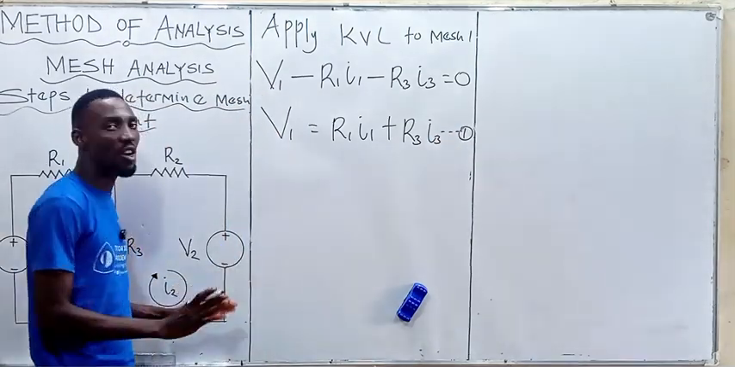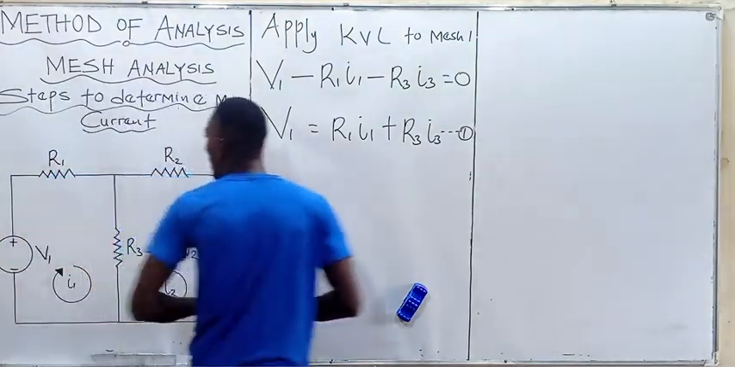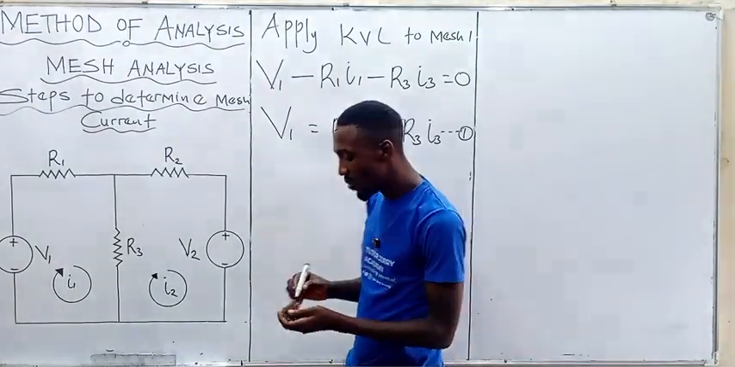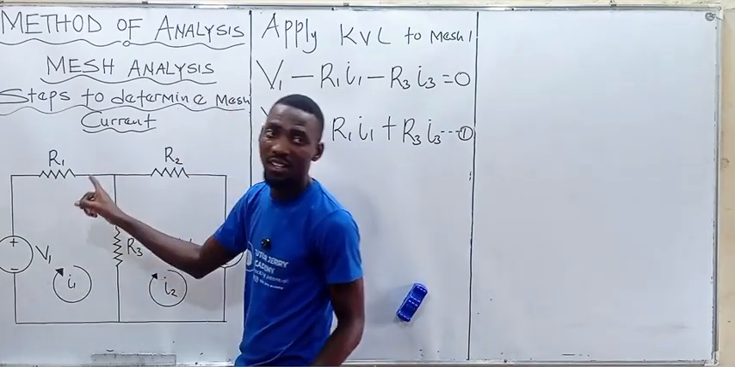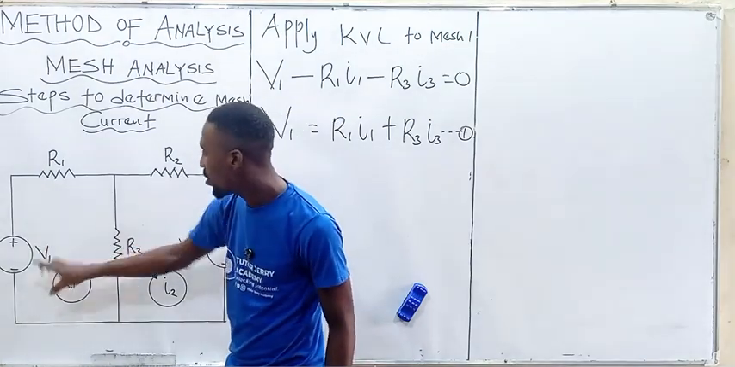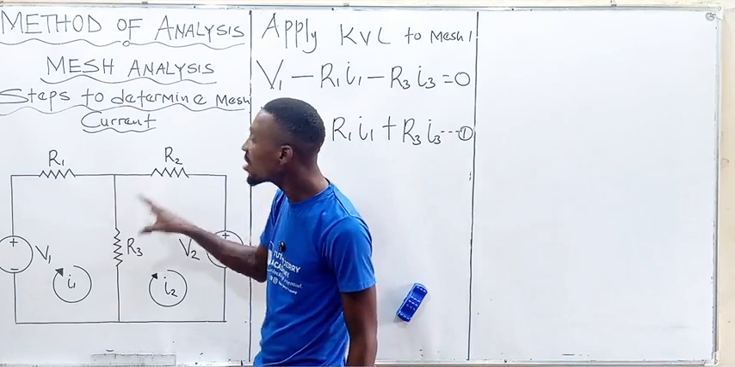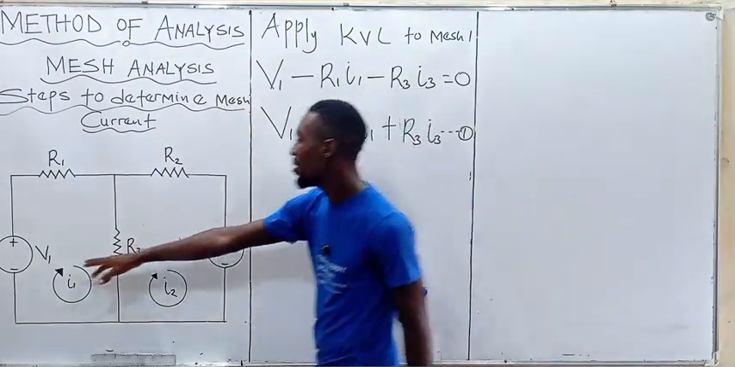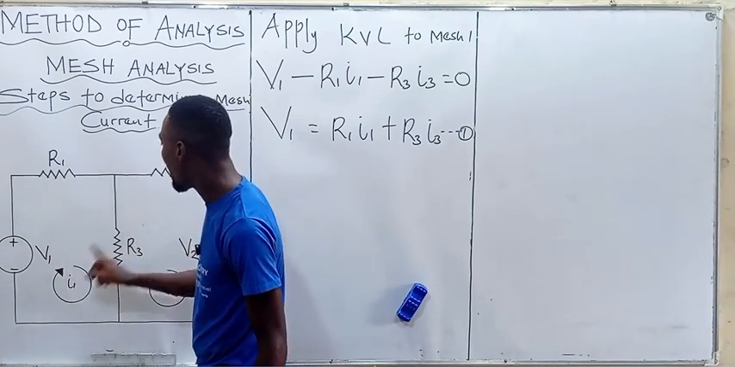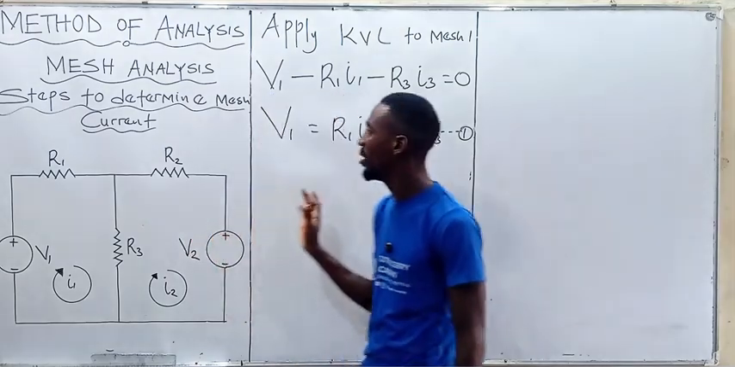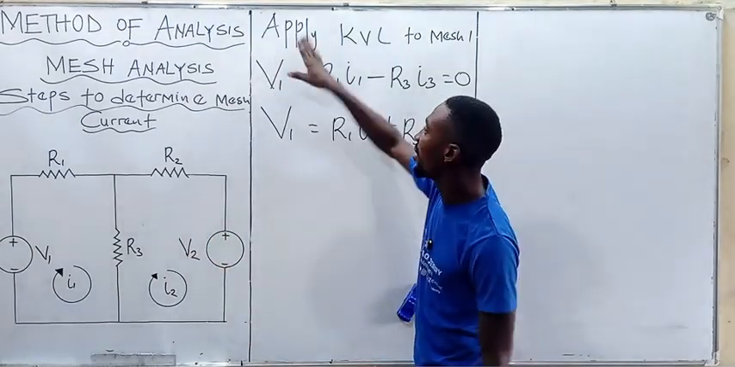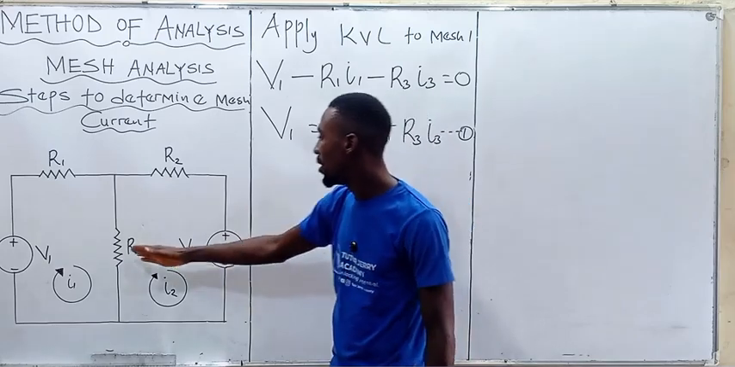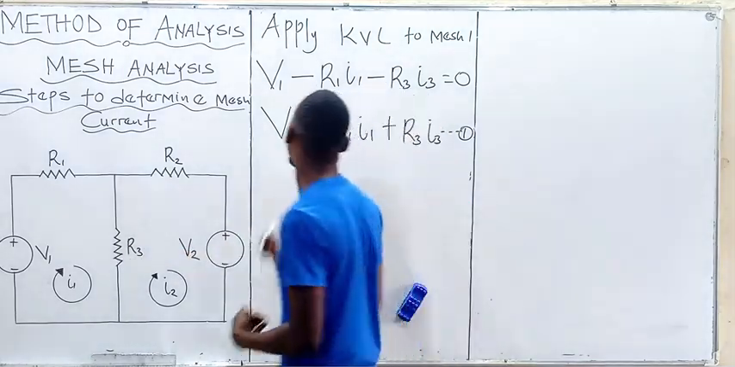Another way of understanding this is that anytime you are applying mesh analysis to solve any circuit, the first thing you should go for in the circuit is voltage. So if you pick your voltage V1, just equate your voltage to the resistors. Do you understand? So I can just come here and say V1 is equal to R1 I1 plus R3 I1. I hope you understand. Is that clear? All right. So here now I can just say V2 is equal to this plus this.